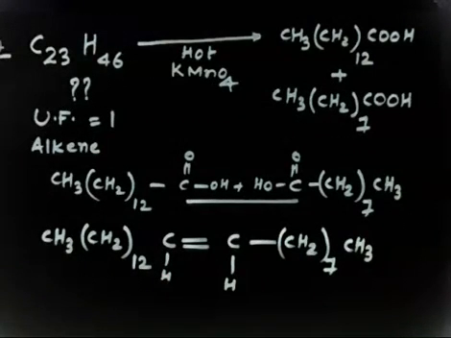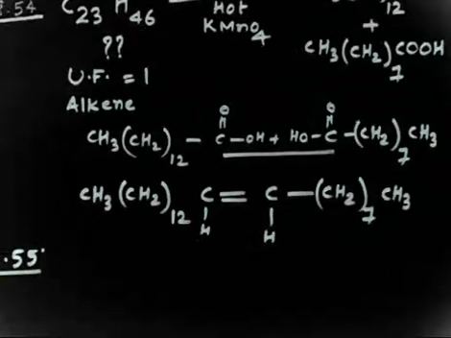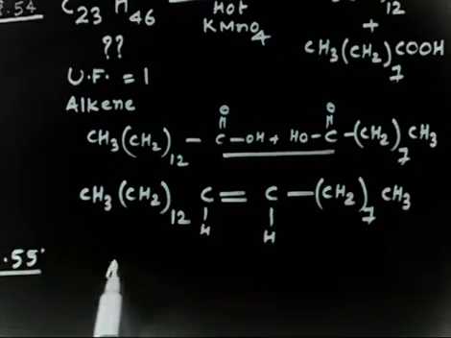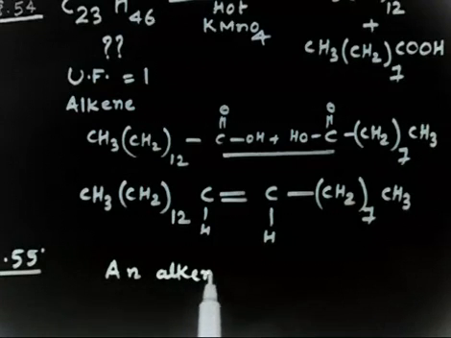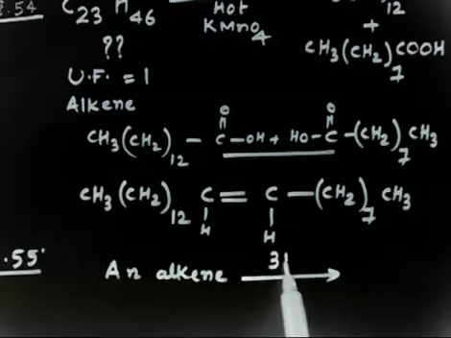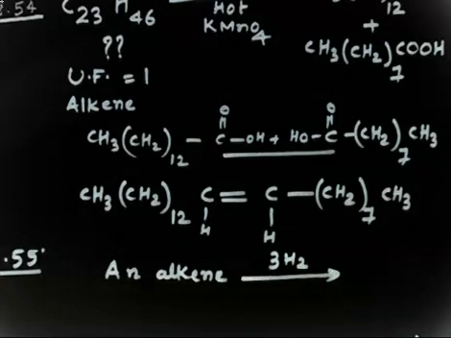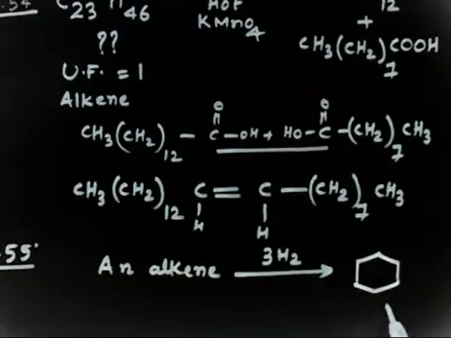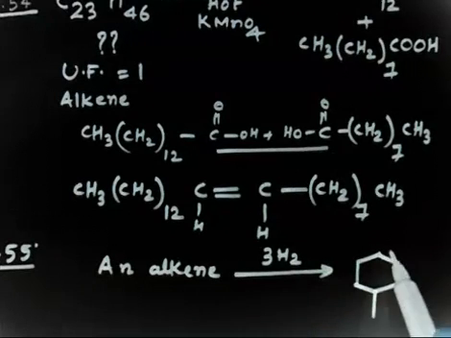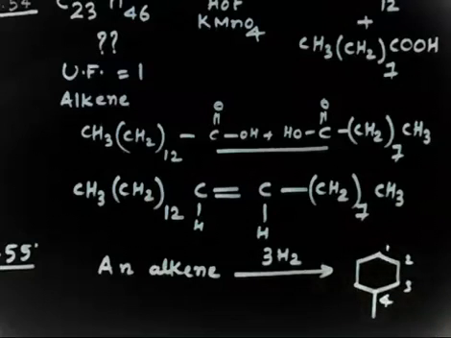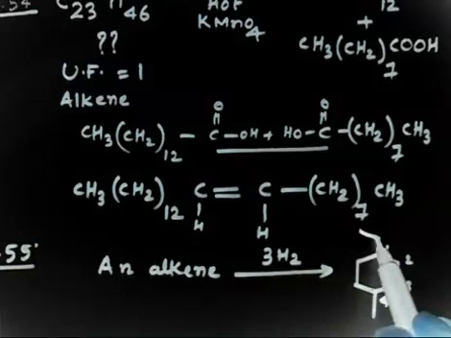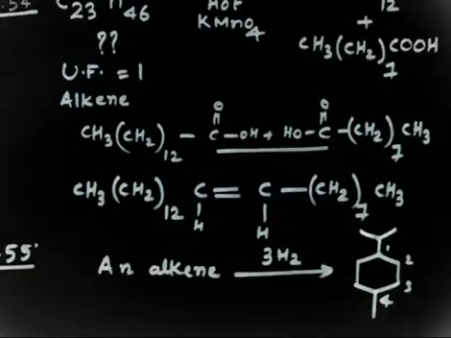Okay, let us discuss the next problem in continuation of this problem itself. This is again from ozonolysis, problem 8.55. It says an alkene takes 3 moles of hydrogen gas to give the product 1-isopropyl-4-methylcyclohexane. So this is the product, cyclohexane, with a 4-methyl group at position 4, and at position 1 you have an isopropyl group. So this is the product after hydrogenation.